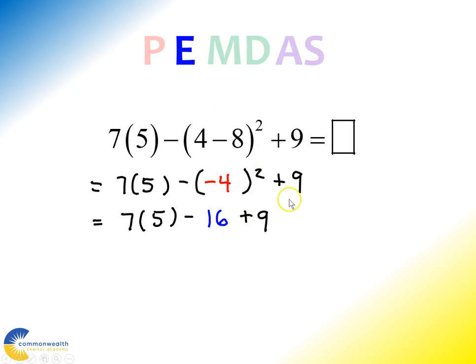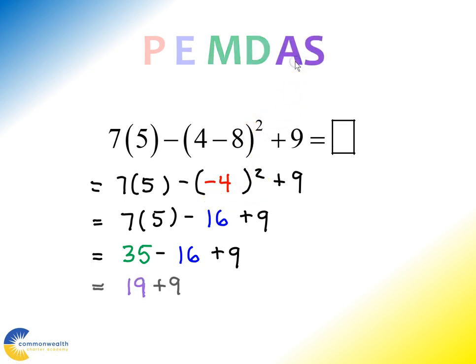So there's no other exponents, so now I move on to any multiplications and divisions as I go from left to right. I only have one multiplication in the problem. It's 7 times 5, so 7 times 5 is 35. So I have 35 minus 16 plus 9. So all I have are additions and subtractions left. Now, the additions and subtractions I do from left to right. So I do 35 minus 16 first, which gives me 19. So 19 plus 9 is what this becomes. And 19 plus 9 becomes 28.